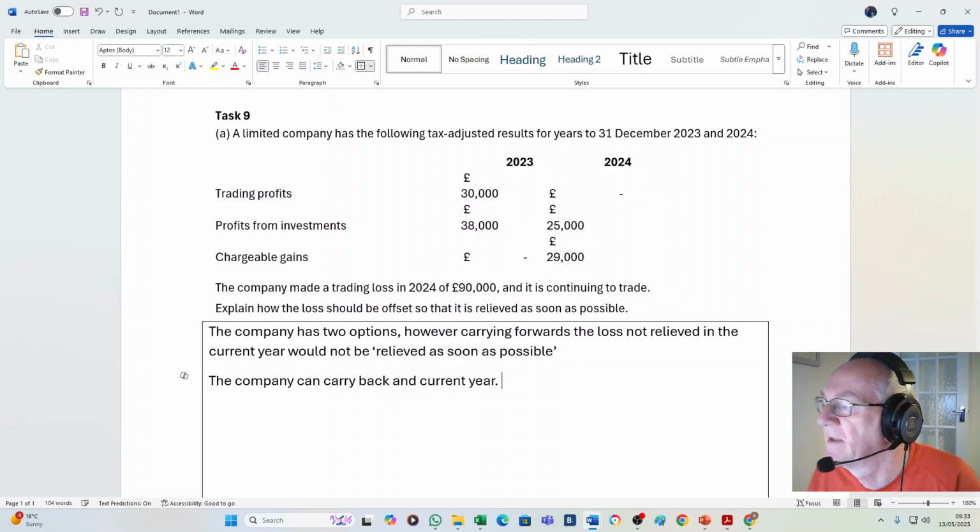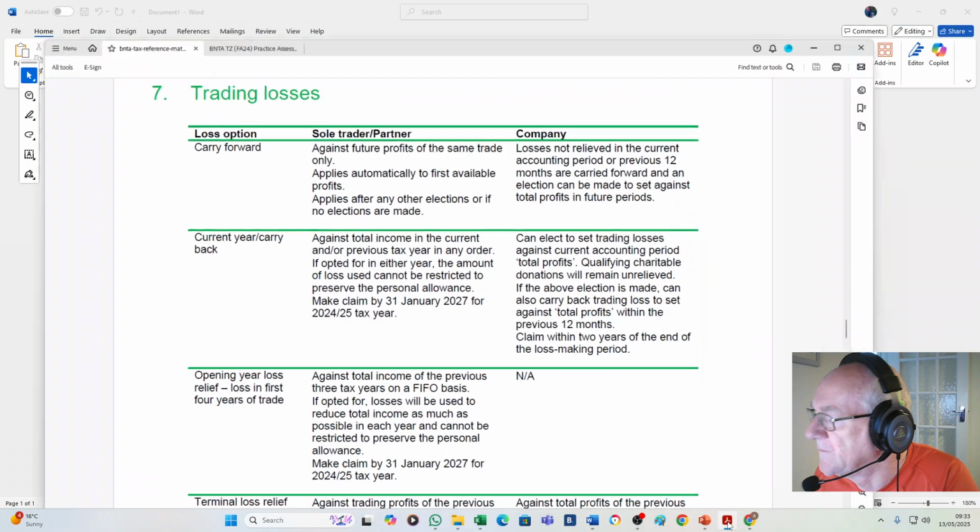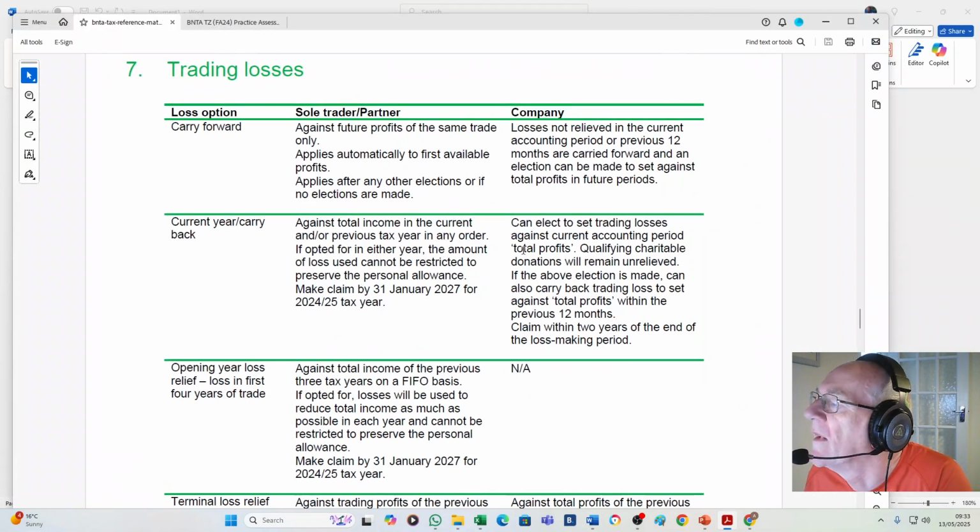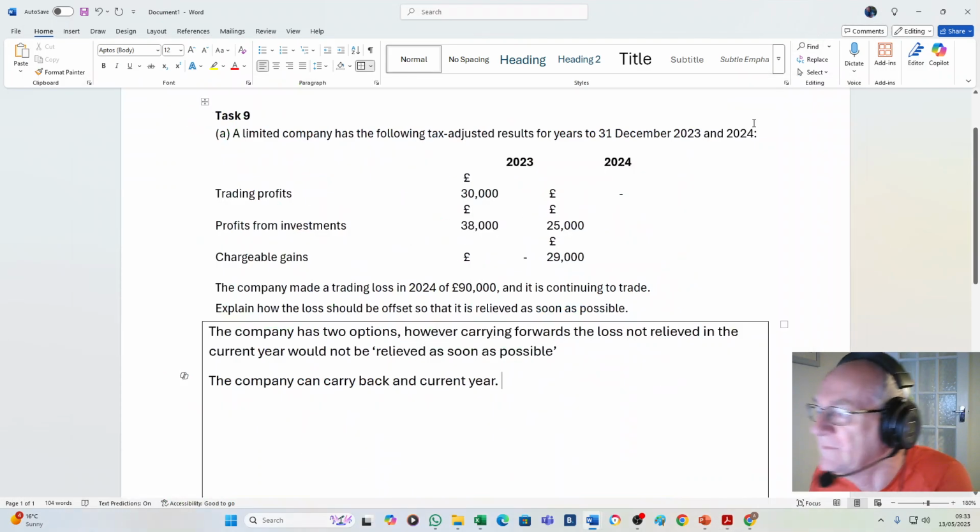Right, now let's be precise about this. Current accounting period, ignore, obviously there are no qualifying charitable donations in here, but they cannot be used to increase or carry a loss. You can carry back trade losses and set them against total profits within 12 months. And you have 2 years to claim, so you could get a refund a year or two later. Current year carry back, not to be confused with a sole trader who can carry back a current year. We'll worry about that in part B.